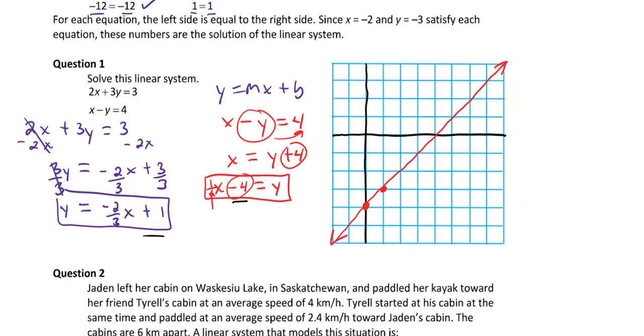Okay, now the next one. So let's do the purple one here. This one crosses at 1, so I know it's going to cross there on the y-axis. And then this goes down 2 over 3. So down 2 over 3, down 2 over 3. So we can sketch that one out.